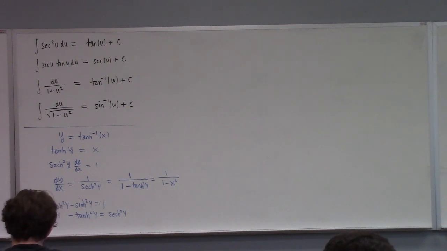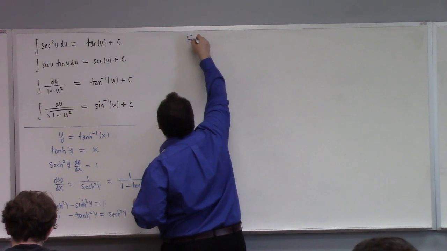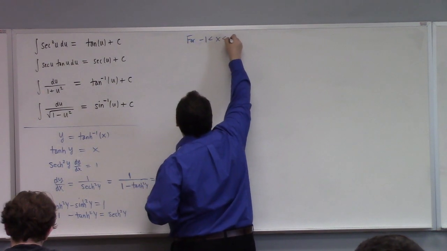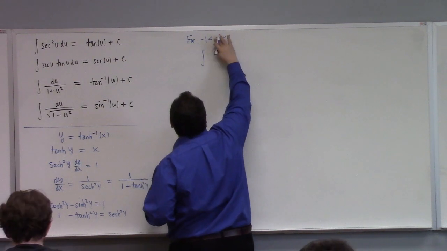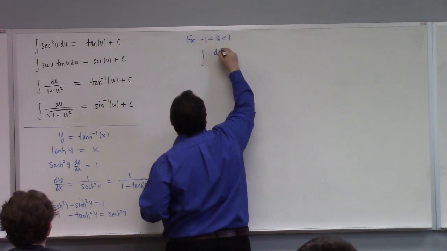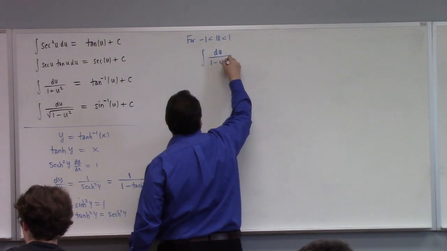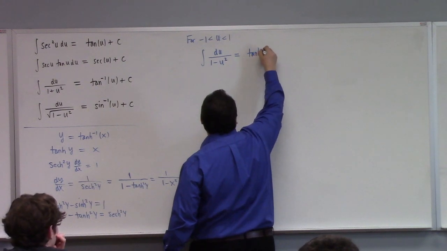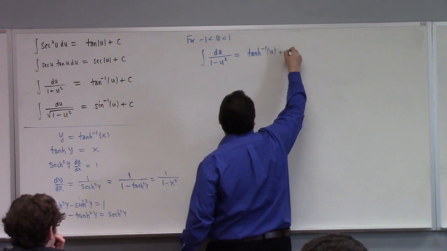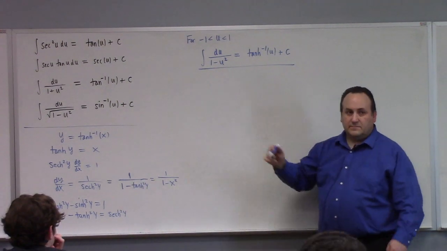But for this context, for minus 1 less than x less than 1, we can write this. The integral of du over 1 minus u squared, guess what it's equal to? It's equal to inverse hyperbolic tangent of u plus a constant. How do I know that? I know that because of everything I just worked out in blue. All right?